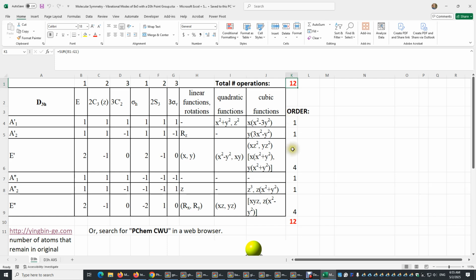Another way to calculate the order is to square this column. 1 squared, 1 squared, under the identity operation you get 1, 1, 4, 1, 4. You sum it up, you get 12. So these numbers are simply this column squared.